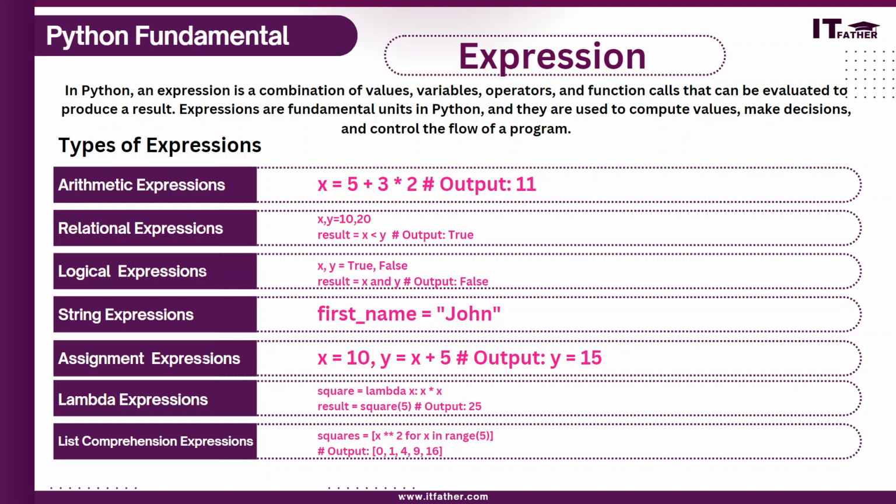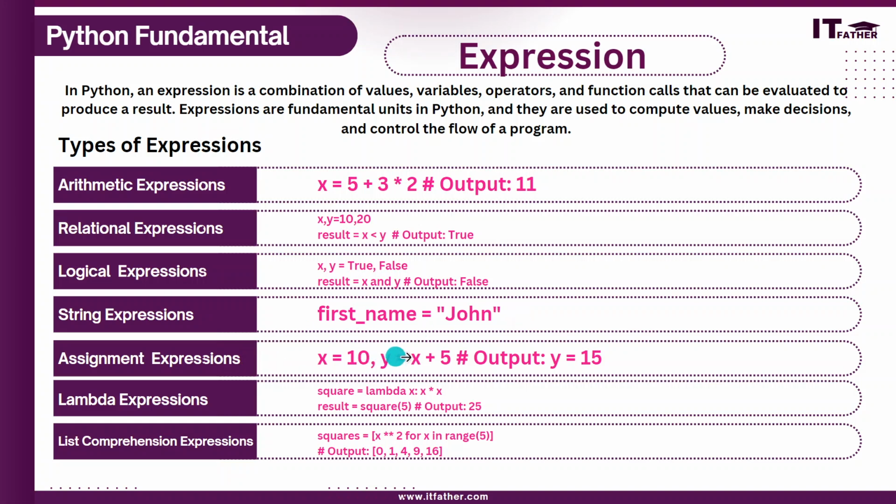So in simple language, you can say expressions are combinations of variables, operators, special symbols, function calls, and values, which all together provide a kind of result. We have different types of expressions here. First, we have arithmetic expressions, like x equal to 5 plus 3 into 2, output is 11. Relational expressions, where we compare values to each other, like less than, more than. Logical expressions, which store values in the form of true and false. We have string expressions, which store values of strings.